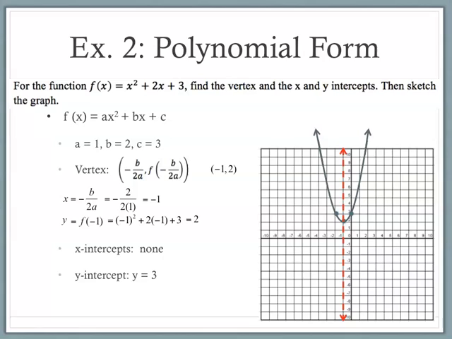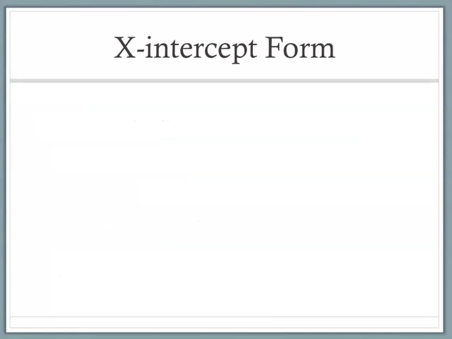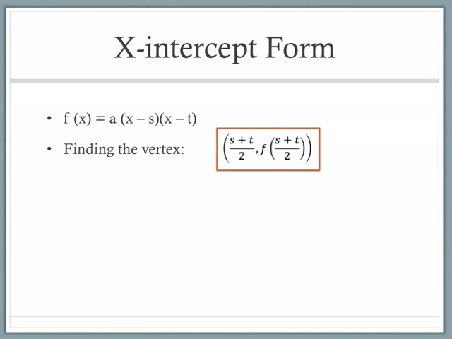All right, the last form is x-intercept form. This is f of x equals a times x minus s times x minus t. Now to find the vertex, this is going to be (s plus t) over 2 for the x coordinate. And then once you find that, see after the comma, we have f of (s plus t) over 2, which means you take whatever you find for the x coordinate, and just like you did with polynomial form or standard form, you are going to plug the x coordinate back into the function to get your y value.